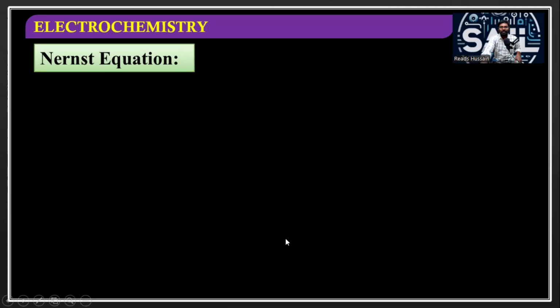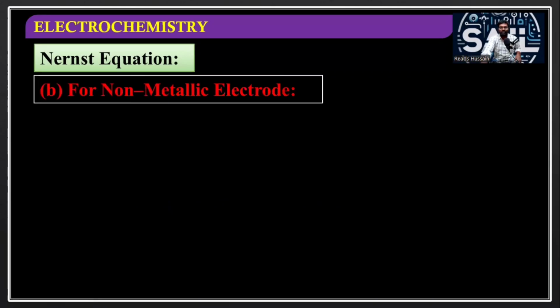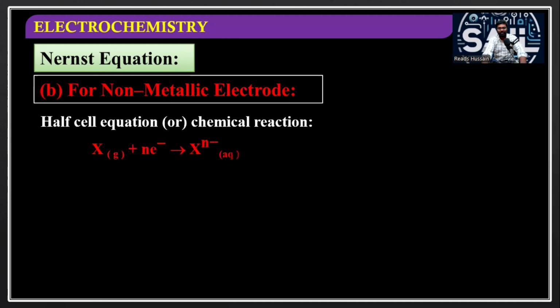Okay, next, let's continue. Whatever formula we have seen just now is for metallic electrodes. What about non-metallic electrodes, like the hydrogen electrode, chlorine electrode, fluorine electrode? What about non-metals or gases? We get a similar formula, but with a little bit of difference. Here I have taken X as the gas. In the previous example I took metal M, but here X, and to this X we are adding n number of electrons.